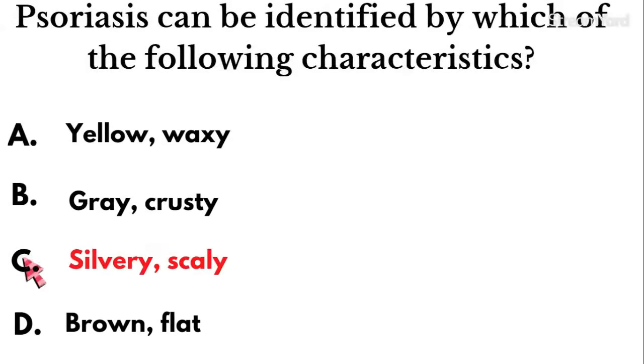All right, let's see. So yes, C is correct. Silvery and scaly. Psoriasis can be identified by silvery, scaly skin.